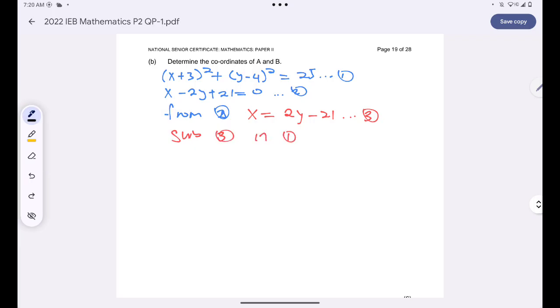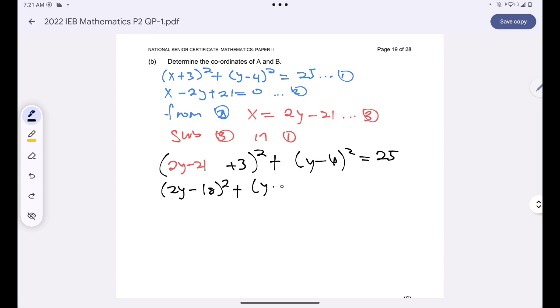And then I can simply say substitute equation 3 in equation 1. This simply means whenever you see x, you'll just substitute 2y minus 21, ne? I have a plus 3 there. I have y minus 4 squared is equal to 25. Whenever I see x, I'll just substitute 2y minus 21. So inside the brackets, I'll end up having 2y minus 18. 21 minus 3 is 18. Ne?